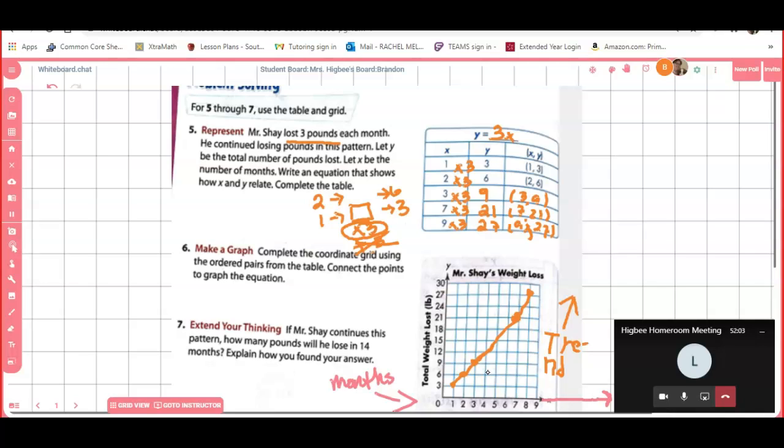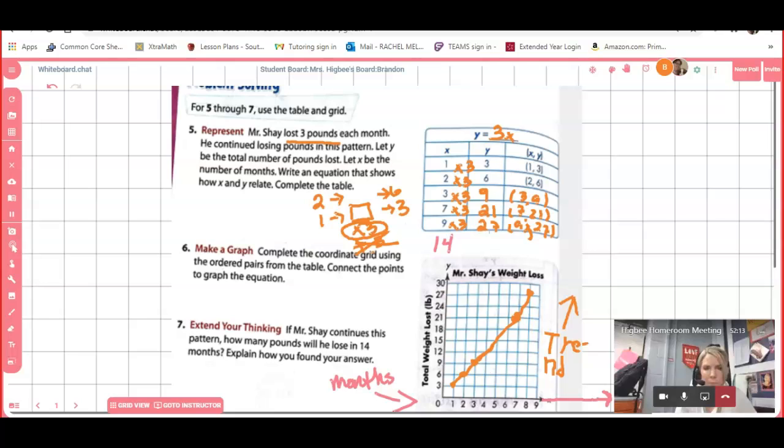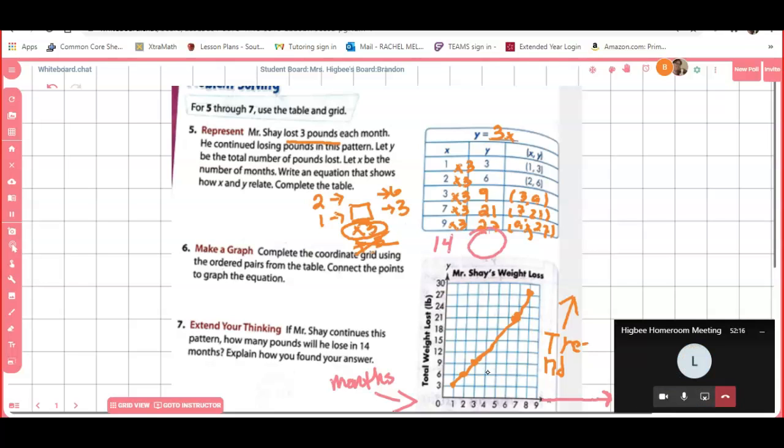So I would have to continue that out, but I don't really want to do that. But if I come up here and I put a 14 on my X, can I find my Y? What would go here? It's not a trick question. If X is 14, how do I figure out my Y for this graph and table? What was our rule? Times 3. So that means to find my Y, I have to times 3, right?